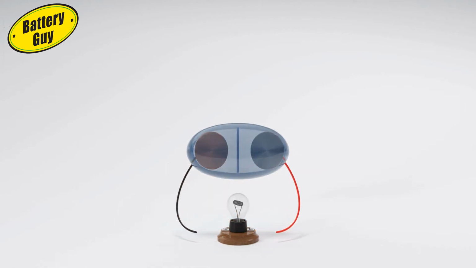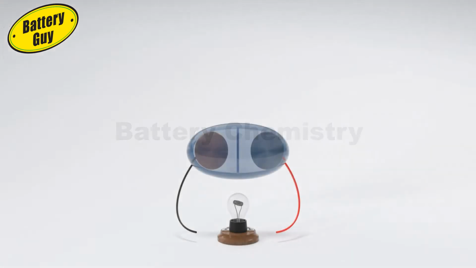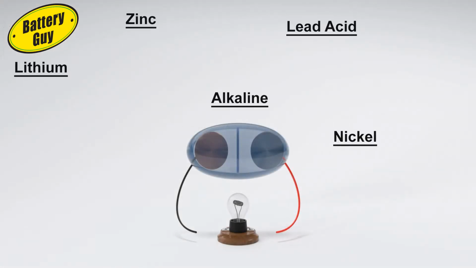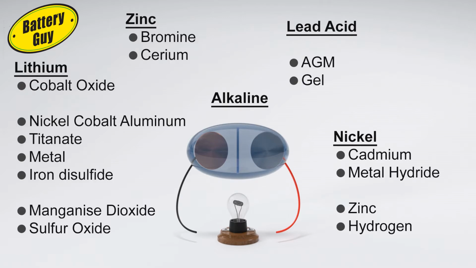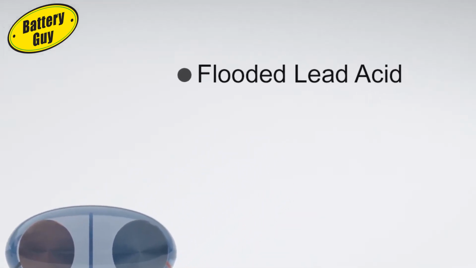The materials which make up the cathode, the anode, the separator and the electrolyte vary depending on the type of battery, or as it is known, the battery chemistry. There are numerous chemistries and numerous types within each chemistry. In this film, we'll look at how a flooded lead-acid battery is made.